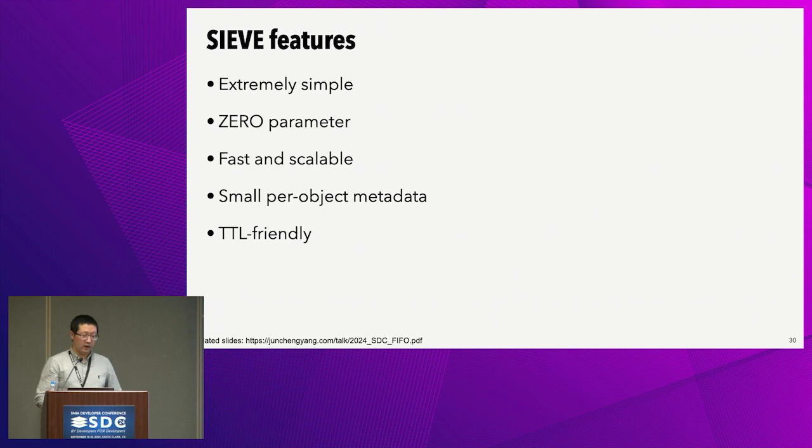So compared to existing algorithms, SIEVE is extremely simple. It has 0 parameters at all, and it's fast and scalable because it does not require locking upon a cache hit, and it also uses small per-object metadata. Besides this, it's also TTL friendly. If your workload has TTL, or time to live, because objects in the queue are sorted by insertion time, and if they have the same TTL, they're also sorted by expiration time. So this makes SIEVE friendly to workloads that require TTL.